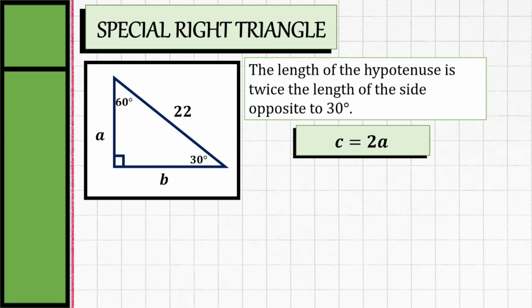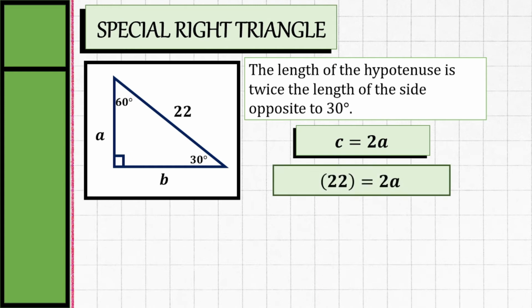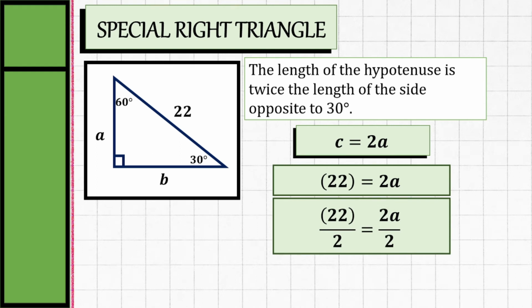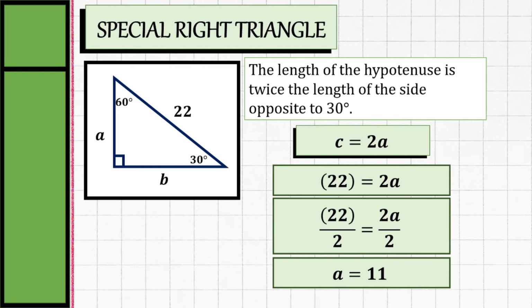It is very important for us to get the shortest side first in order for us to get the measurement of the other parts. Knowing that there is a relationship between the hypotenuse and the shortest side, we will solve it first. So c is equal to 2a. Let's substitute our given. So we will have 22 is equal to 2a. Let's divide both sides by 2 to isolate a, and a is equal to 11. So our shortest side will be 11.